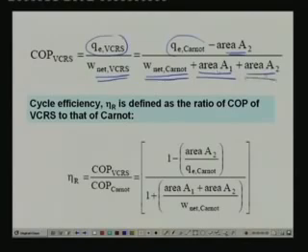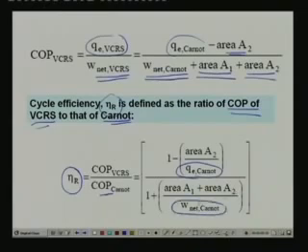Okay. Now we can define what is known as the cycle efficiency, eta subscript R. This is defined as the ratio of COP of the standard vapor compression cycle to that of Carnot COP. That means cycle efficiency eta R is given by COP of standard vapor compression refrigerant cycle divided by Carnot COP. That can be shown to be equal to, if you take QE Carnot by W Carnot as common, 1 minus area A2 divided by QE Carnot, divided by 1 plus area A1 plus area A2 divided by W net of Carnot.